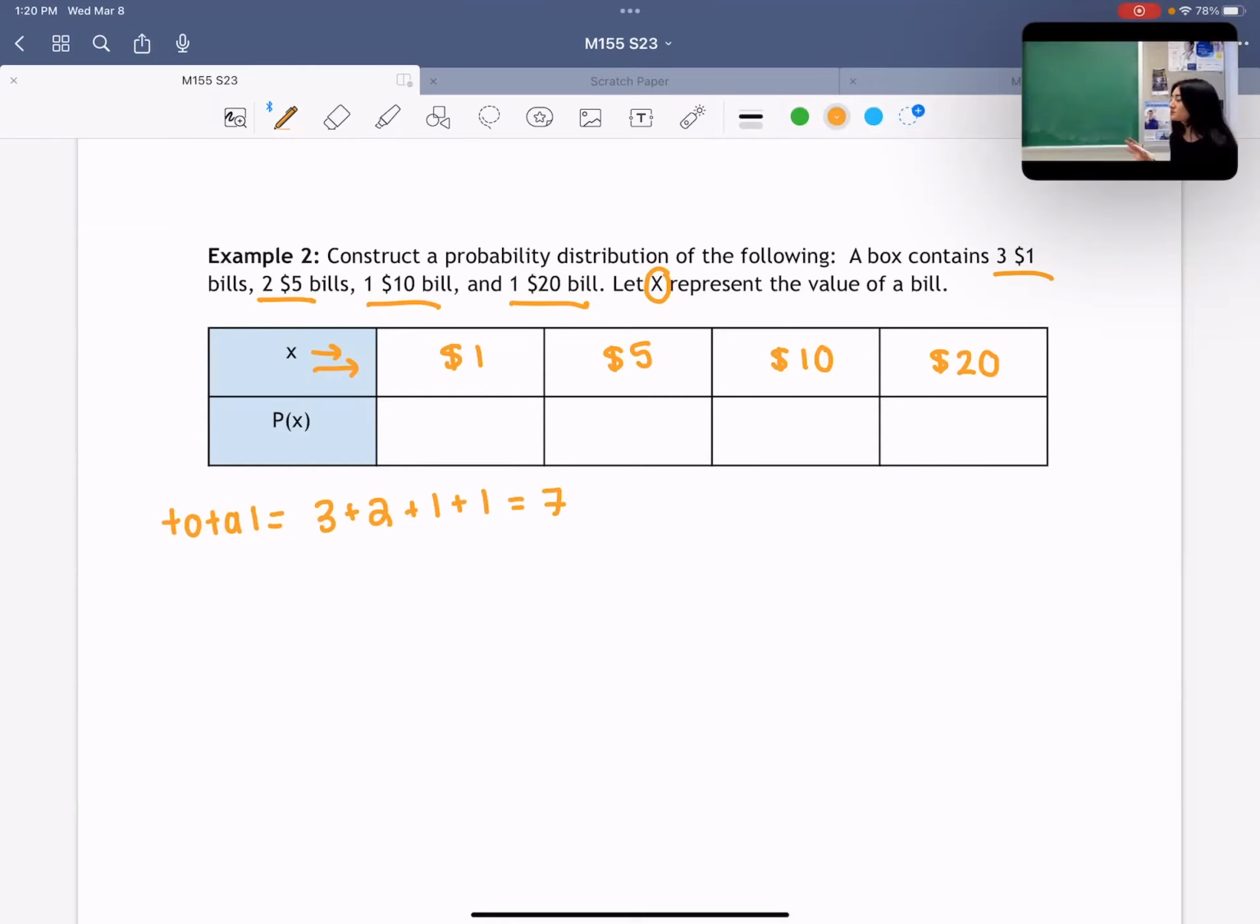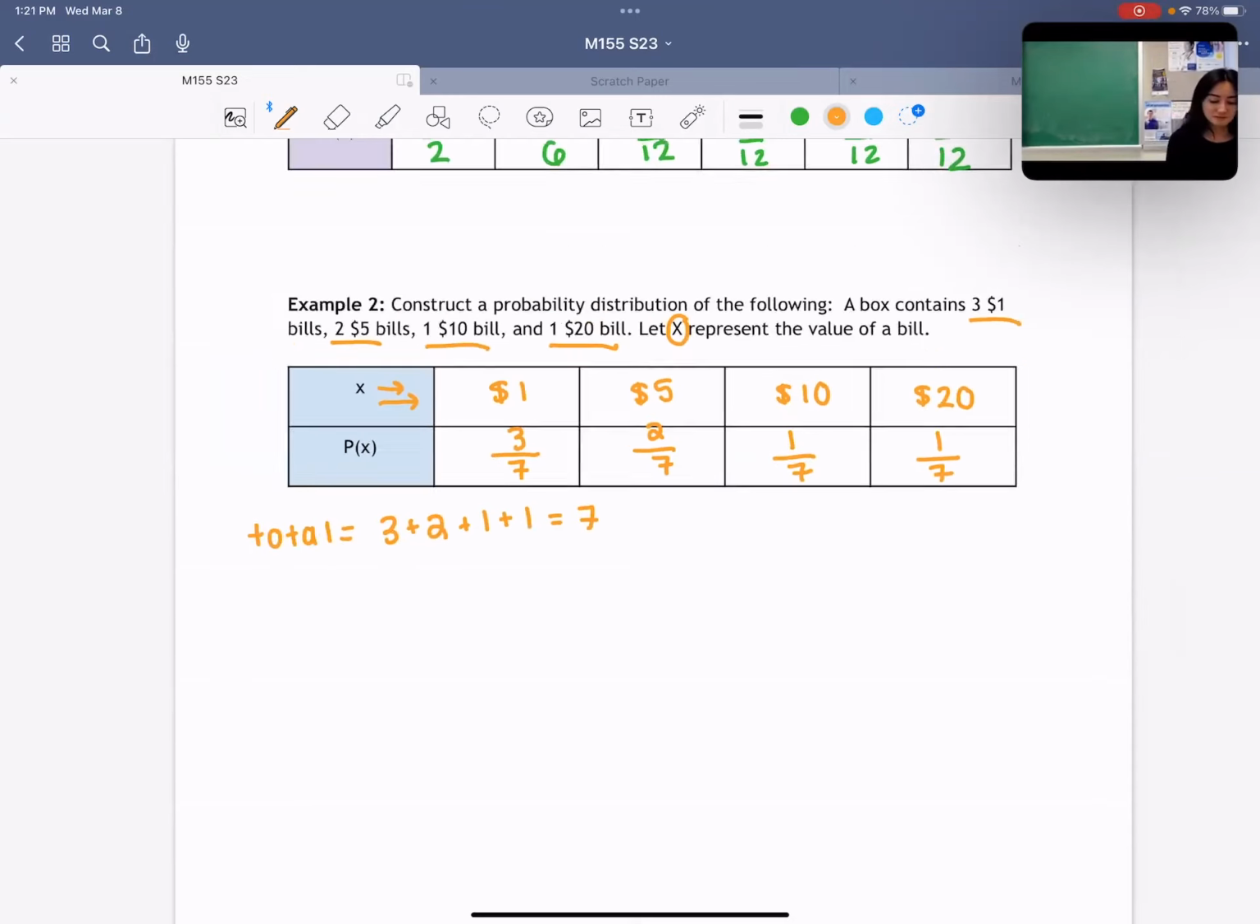In this class, whenever we deal with probability, we're doing parts out of a whole. So if the total amount of things that can happen is 7, that's got to be the denominator, or the bottom of the fraction, for each of the probabilities, right? And once you have that total, it's going to be really easy to figure out what goes on top because you have 3 of the $1 bills, 2 of the $5 bills, 1 of the 10s, and 1 of the 20s. So it's a little bit harder when it doesn't tell you exactly what the probabilities are, but honestly, it's not too bad once you set up the chart.